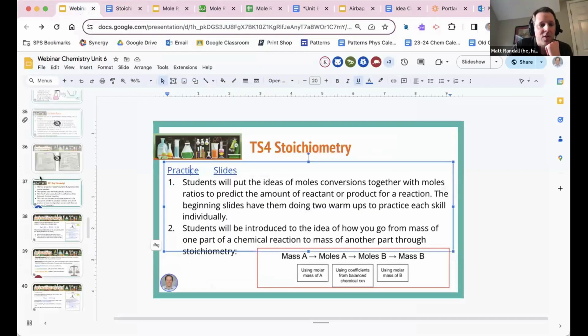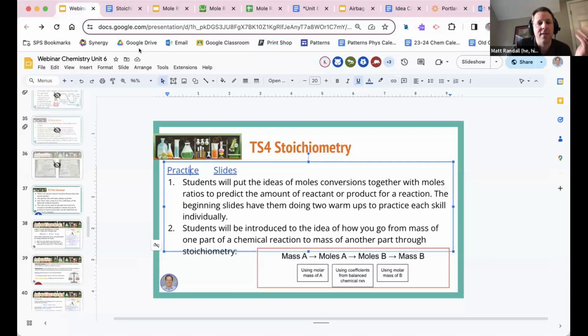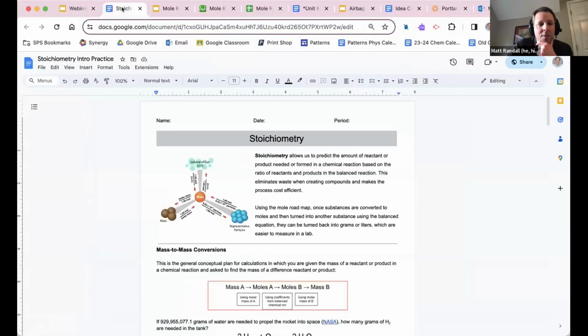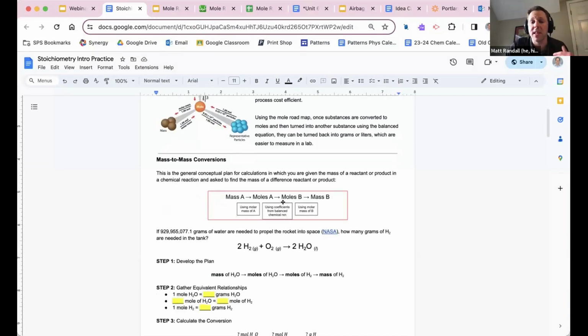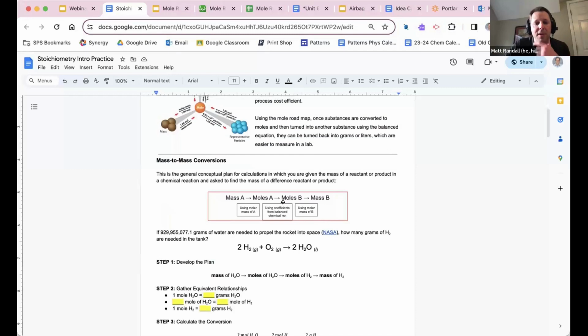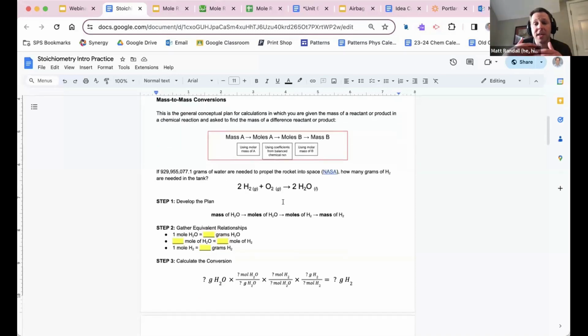So we went to the unit planner, or in our slides, unit planner, task set 4, and the thing that's called stoichiometry intro practice. The connection that I want to make is that this document is set up as something for students to use as practice.